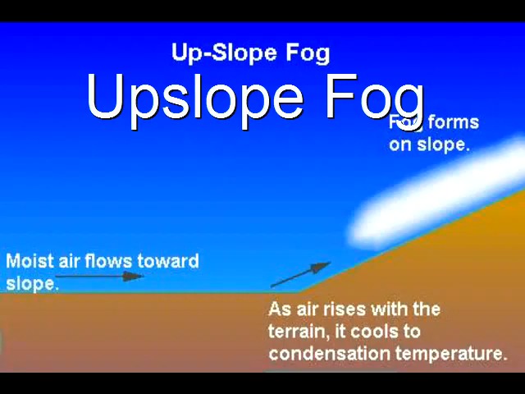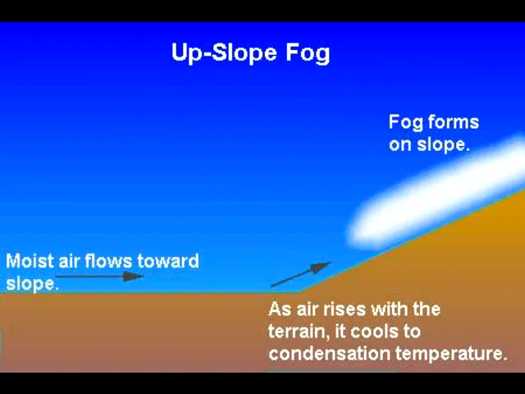Upslope fog is the only fog that is developed through adiabatic cooling, which is cooling by the expansion of air. Air is advected over land surfaces, which increase in elevation. It is a common phenomenon in the Great Plains of the US when warm, moist air advects from the Mississippi River Valley towards the Rocky Mountains.